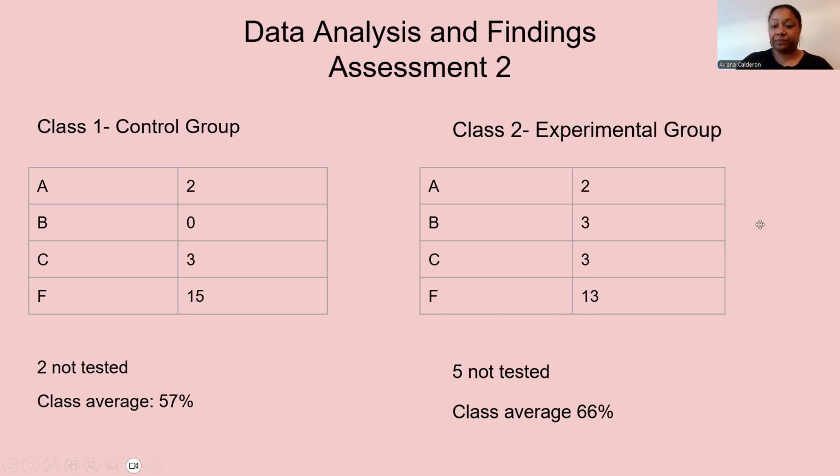Now for assessment 2. Class 1 was a control group. So again, those students used strictly Desmos curriculum instruction and resources. And this was for the second set of 3 weeks. And after they took that second assessment, I had 2 students make an A, 0 students make a B, 3 students make a C, and 15 students make an F. 2 students were not tested, and the class average was a 57%.